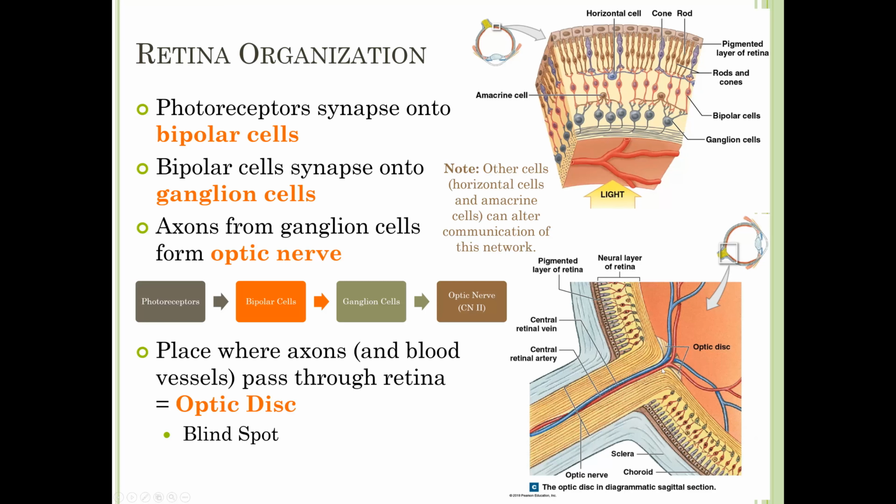Because we have all these axons and blood vessels in this area, there are no photoreceptors here. So see the photoreceptors right up against the pigmented layer? Right in the place where you have the optic disc, there are no photoreceptors. Therefore, any light that falls on this area will not be able to be sensed. Therefore, it is a blind spot. But our brain fills in that missing information, so we're never aware of the blind spot unless we do those little activities they designed to help you actually see your blind spot.